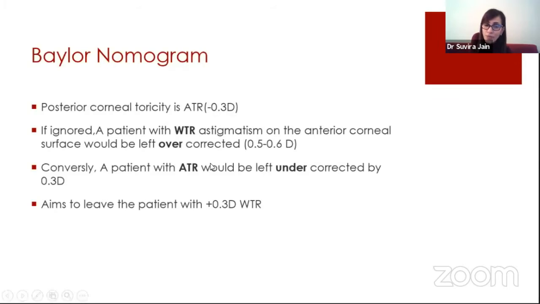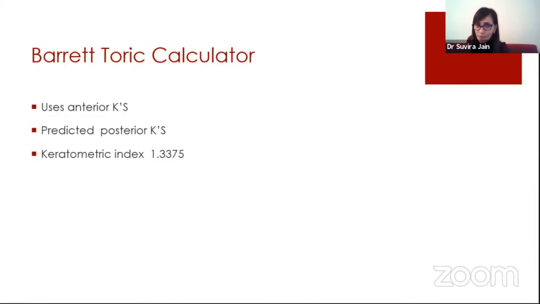Another important point is when we are planning the IOL power, it's worth leaving the patient plus 0.3 with the rule. The reason for this is there is always a tendency to against the rule drift with time. So you could take this into consideration before planning your IOL.